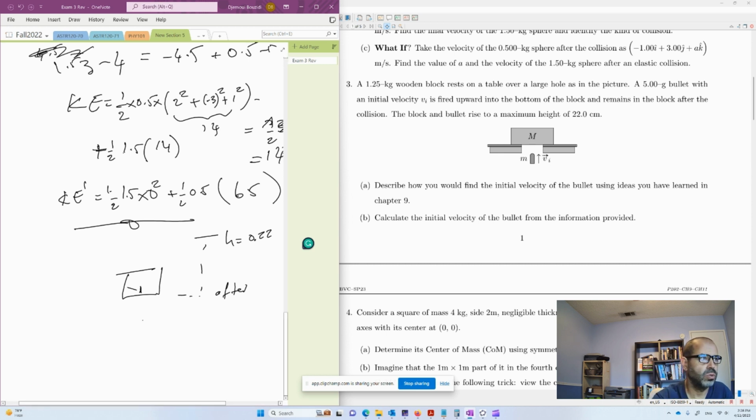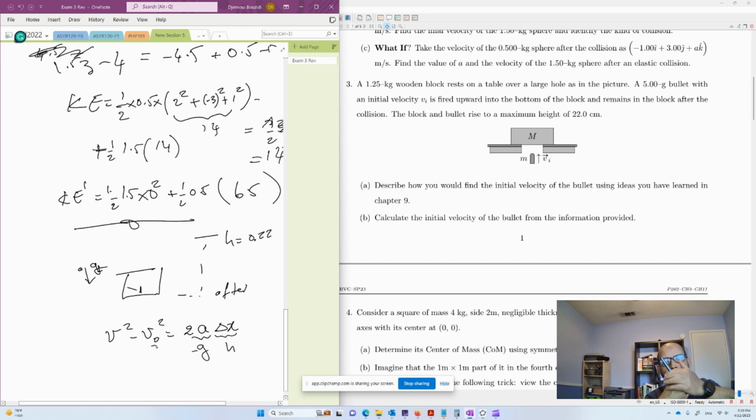Remember, this is one of the first equations we have shown: the final velocity squared minus the initial velocity squared is equal to 2 times the acceleration times the displacement. In this case, the displacement is h. The a is negative g because it's rising against gravity, so g is pulling down. And the initial velocity is the velocity after the collision, not the velocity of the bullet.